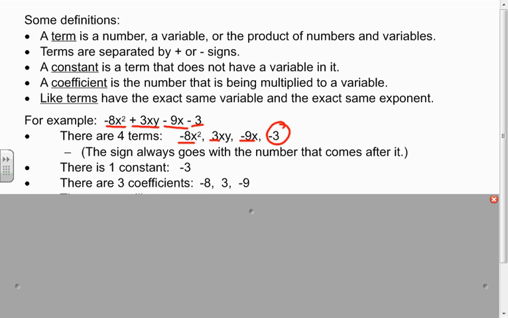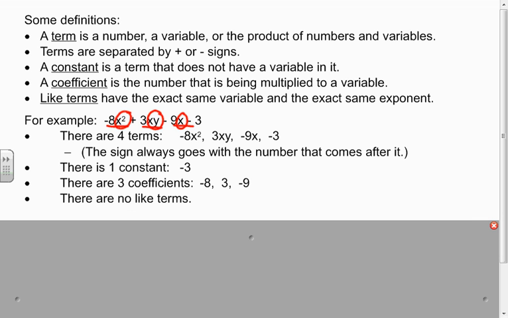We talked about like terms. Like terms have the exact same variable and the exact same exponent. So if you look at what we started with, are there any pieces that have the exact same variable? Well, this has an x, this has an x, this has an x. But the variable might be the same, but the exponents aren't. This one is an x squared. This one is an x that has a y with it, and this is just a plain x. All 3 of those variable parts are different. None of them match exactly, so there's no like terms.